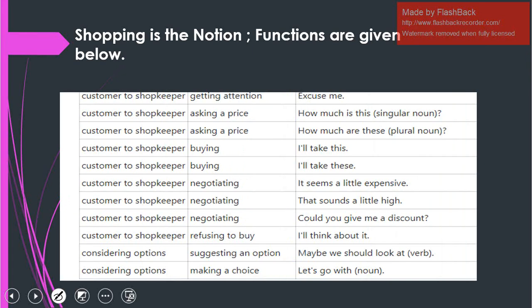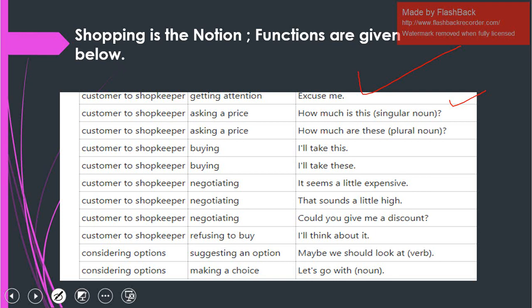Shopping is the Notion. Customer to shopkeeper, getting attention: you can get attention by using the structure "excuse me." Customer to shopkeeper, asking a price: you will use the sentence "how much is this," singular noun. Asking a price: "how much are these," asking about more than one thing. Buying: "I'll take this." Buying: "I'll take these," for the plural. Negotiating: "it seems a little expensive," because you want the shopkeeper to lower the price. Negotiating: "that sounds a little high."